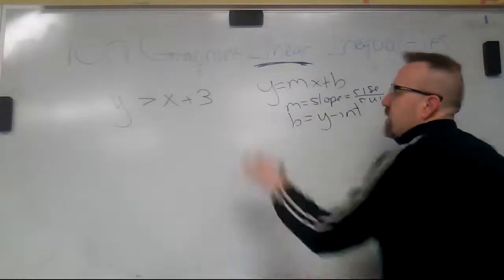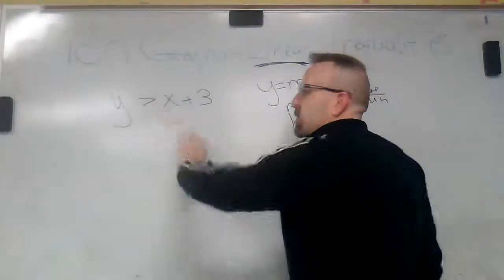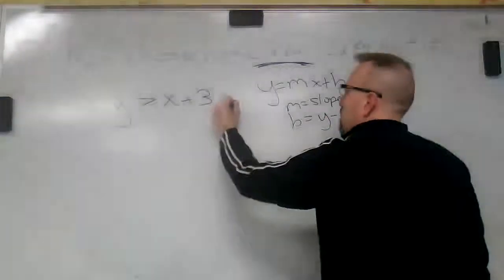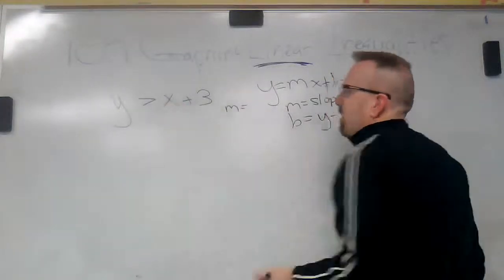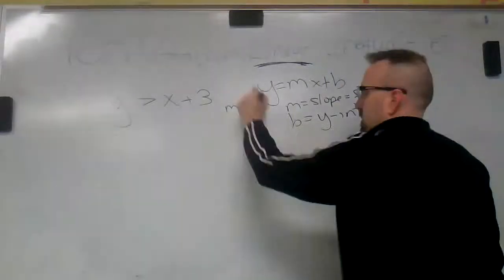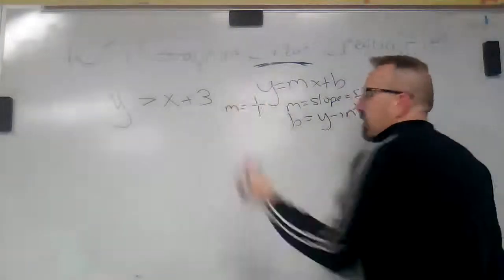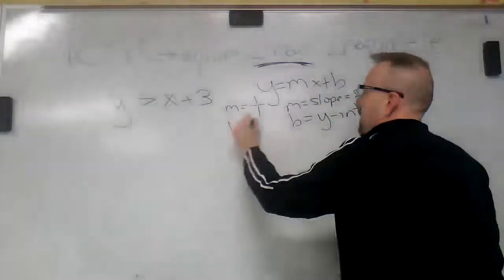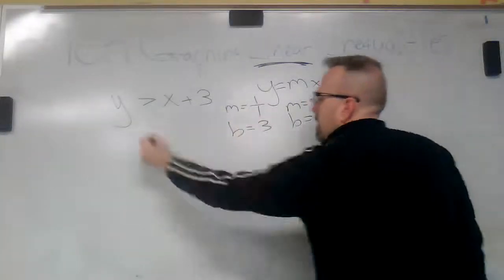So the first thing we want to do, if it is not already solved for y, is solve for y. We'll get into that in a second. And then label, what is our slope? This one, what number is in front of x? 1. It's best to make it a fraction, so make it 1 over 1. So we know our rise, we know our run. Our b, our y-intercept, is 3.